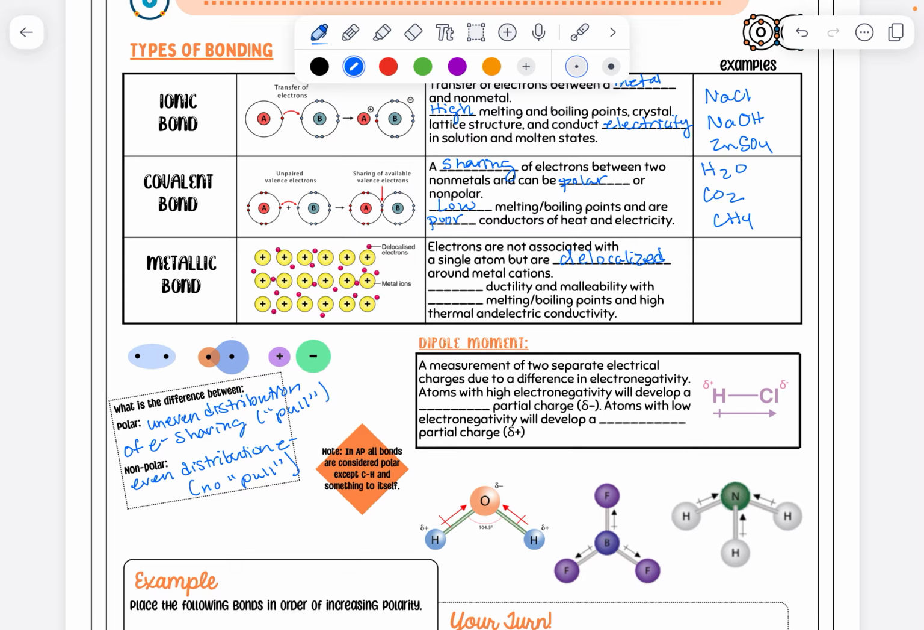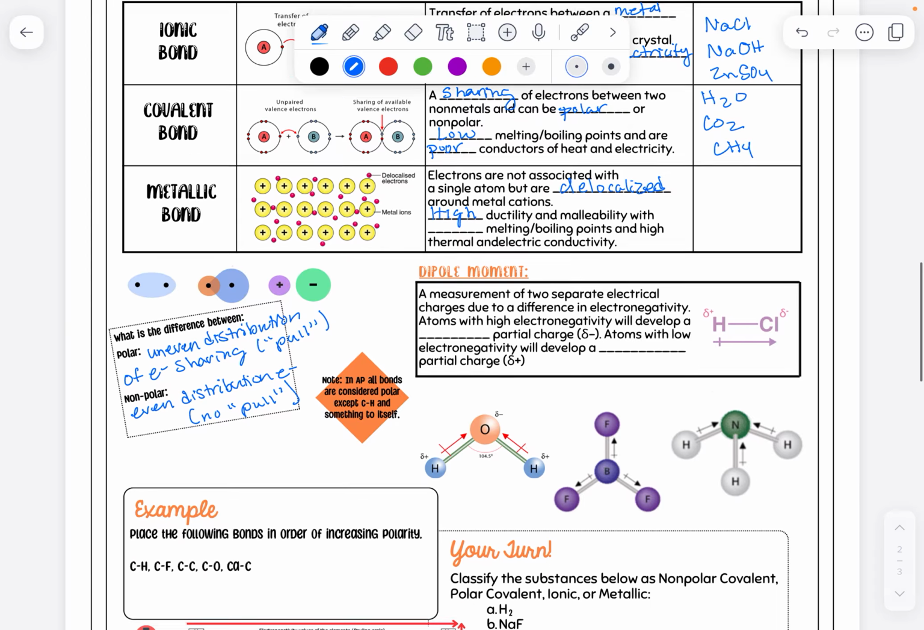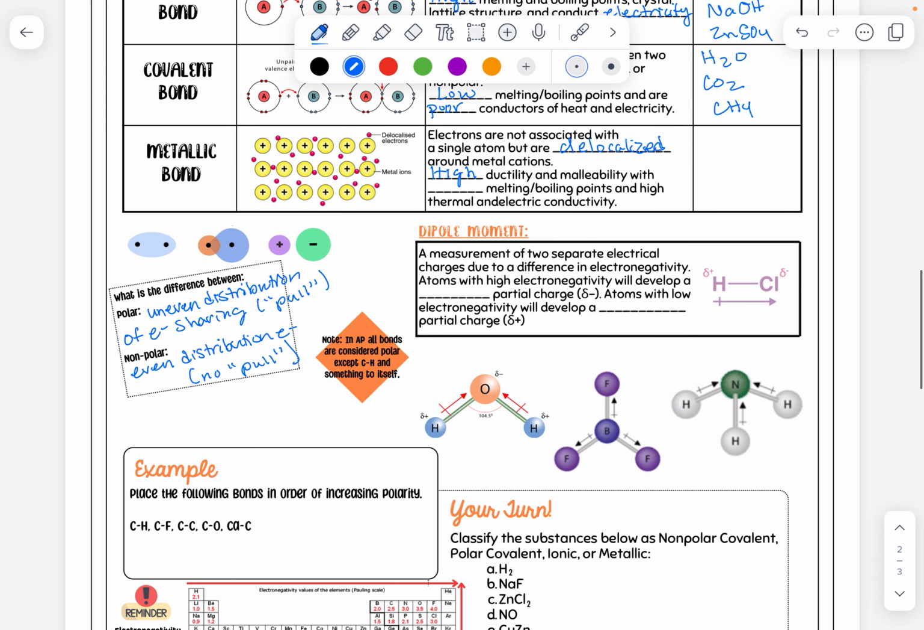They have high ductility, meaning it can be made into wire, pulled into wire. And malleability, meaning you can pound it or shape it, and you move that metal shape around. They have a high melting and boiling point, and they're high thermal and electric conductors, meaning, and we know this with metals, that heat can move through that easily as well as electricity.